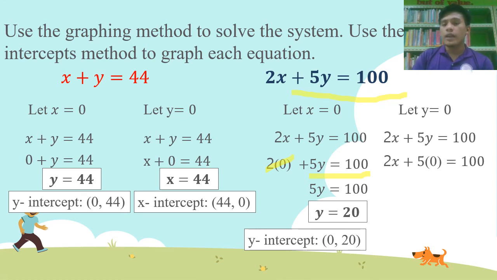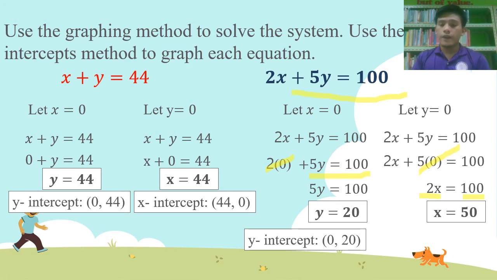We already know that 5 times 0 is 0, so cancel out. Remaining is 2x is equal to 100. We divide both sides by 2 so that x will remain. So simplify 2 divided by 2 and that is x. 100 divided by 2 and that is 50. Therefore, the value of our x is 50.